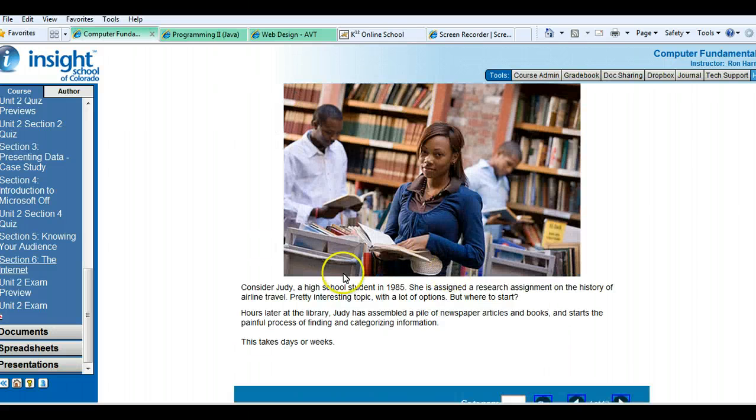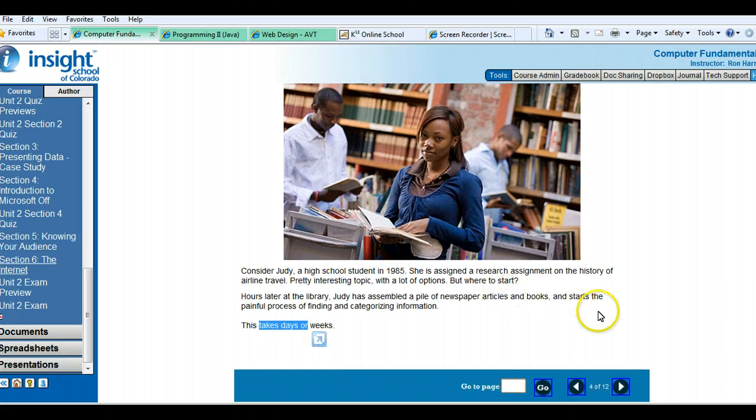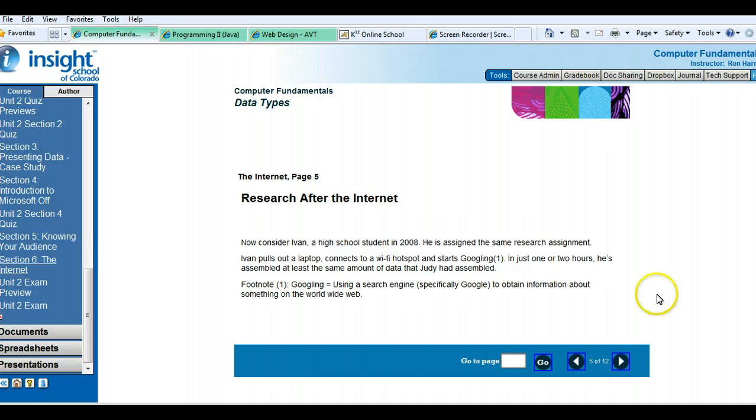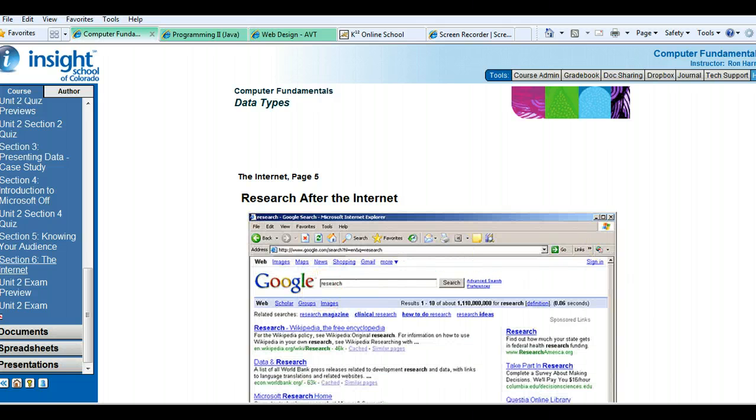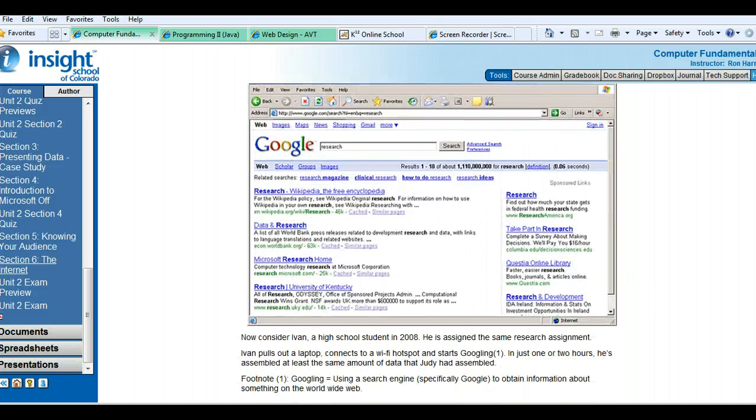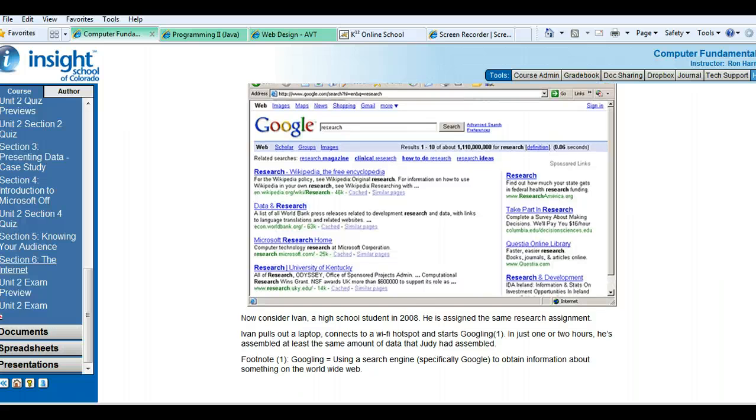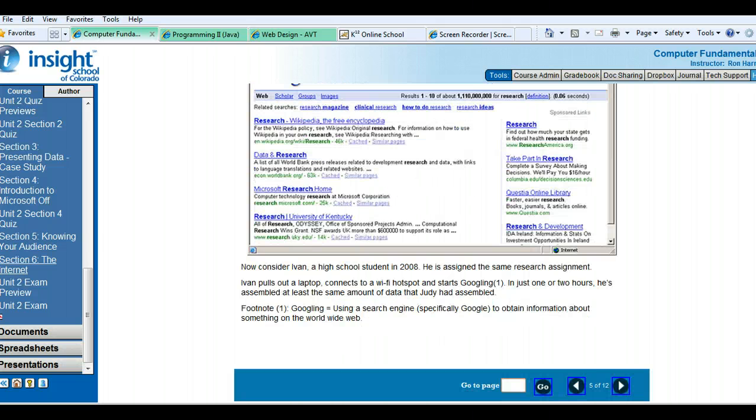Research before the internet. Before the internet, this would be like me when I was in college. If I had a research project, I'd go to the library. I'd be there for hours looking through newspapers, books, and articles before I even found the information. It could take me days or weeks to do a 5-page report. Now with the internet, of course, you can do a search on Google, Yahoo search, whatever it happens to be, and in just a couple hours you have plenty of information to do an effective report.